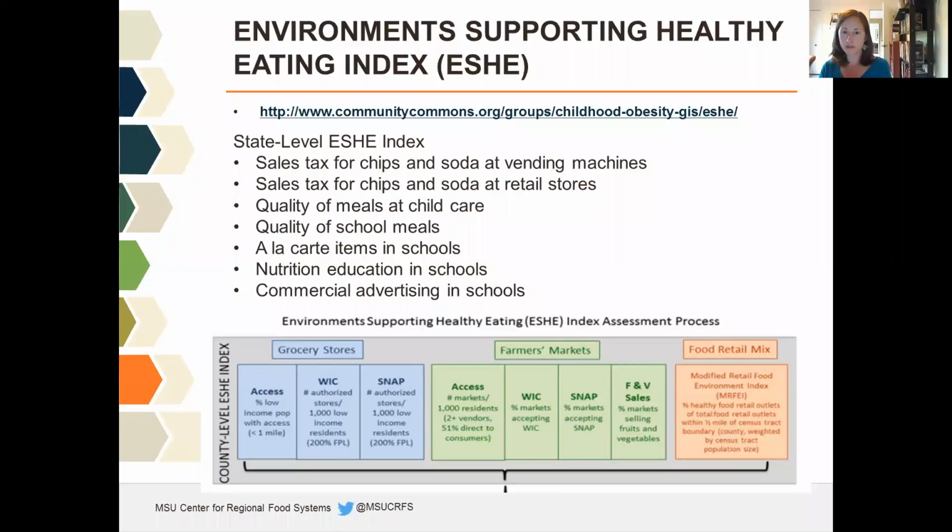So it incorporates a whole lot of different measures, one set at the state level and another set at the county level. The state level looks at sales tax on unhealthy food, specifically chips and soda at vending machines or retail stores, quality of meals at childcare and in schools, what kind of a la carte items are sold in schools, policies around nutrition education, and policies around commercial advertising in schools. So those are all at a policy level. And at the county level, it's looking at grocery store access, farmers market access, and then the ratio between healthy retail and unhealthy retail outlets, which is called the Modified Retail Food Environment Index. So you can see specifically all the sub-indicators in those categories.